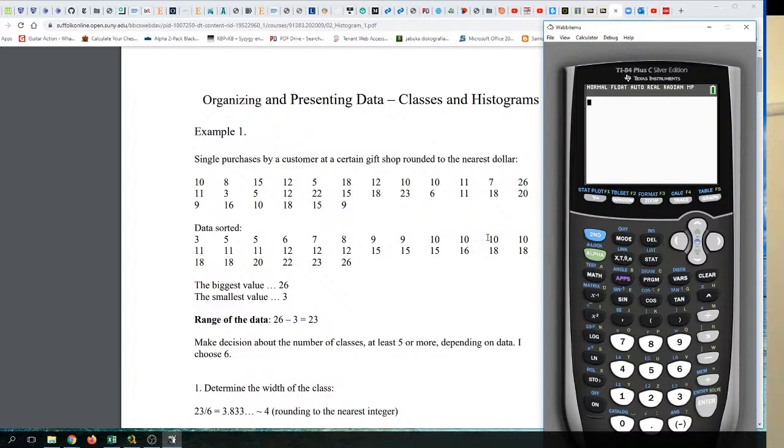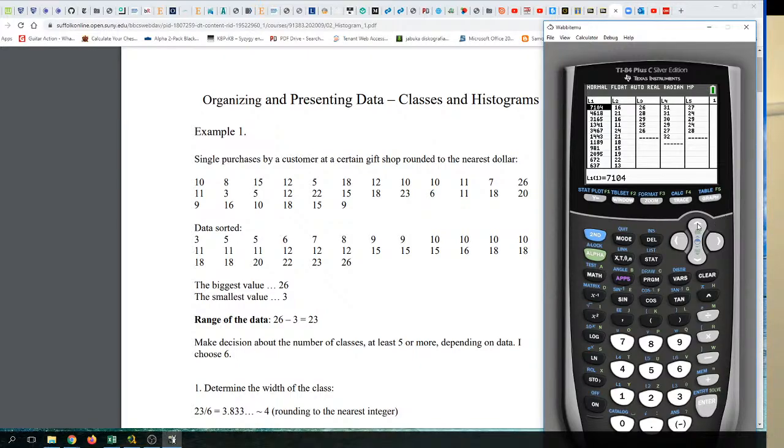You can see the second set of numbers here says data sorted, sorted from the smallest one, 3, to the biggest one, 26, the largest number, right? So I'm going to use the calculator to actually do this sorting. For that, you can use the STAT button. You can see the STAT button is the second button from the top in the middle. If you press that button, it will give you an option to do a couple of different things: to edit, to calculate, and to do some testing. We are going to use the edit option, so I'm going to press enter to enter the edit option.